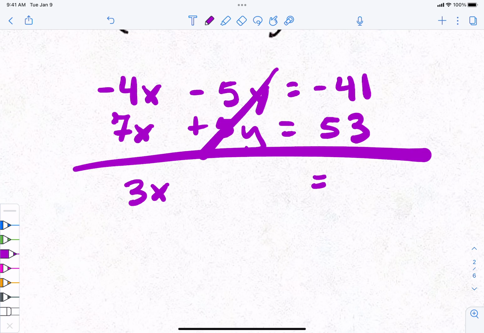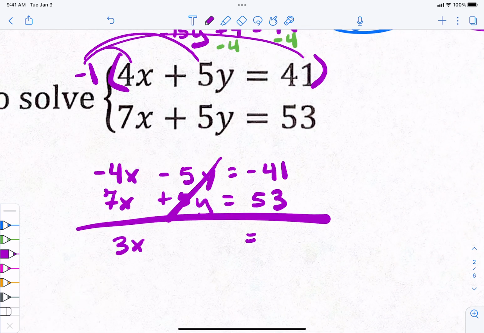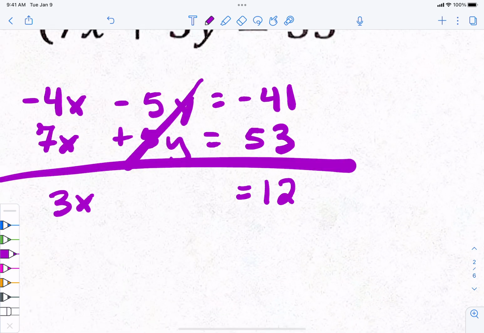How'd you get a negative 5? Oh! We distributed a negative 1 through. Yeah? We multiplied the top equation by negative 1 to change it to negative so they would cancel out. Okay, what's negative 41 and 53 make? That's 12. Okay? And the last thing, so I have 3x equals 12 because the y is gone. Let's divide by 3. So x is going to be 4, yeah.